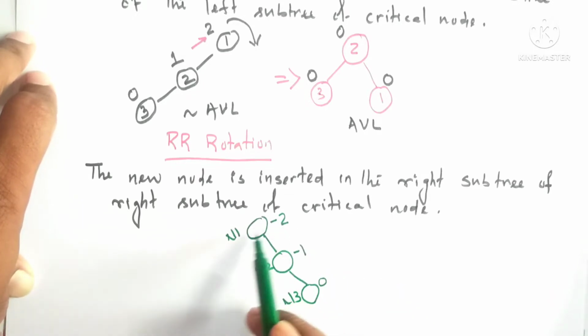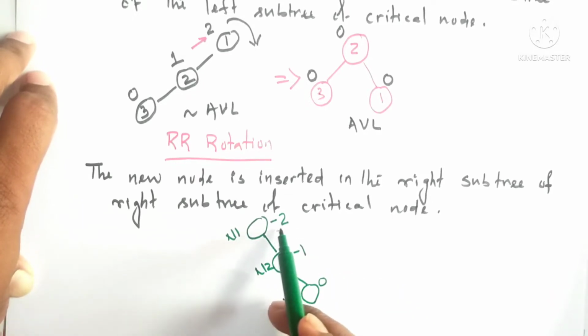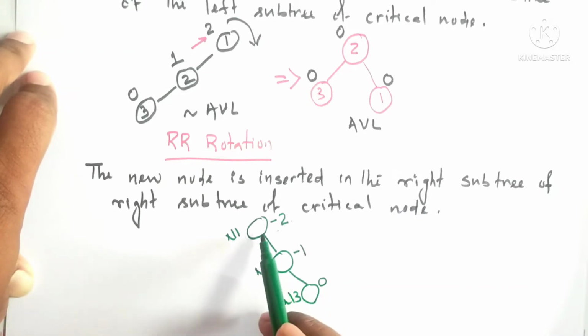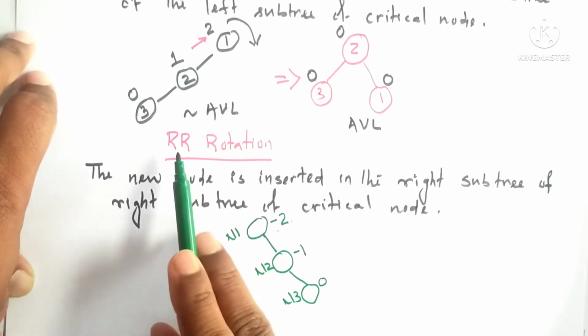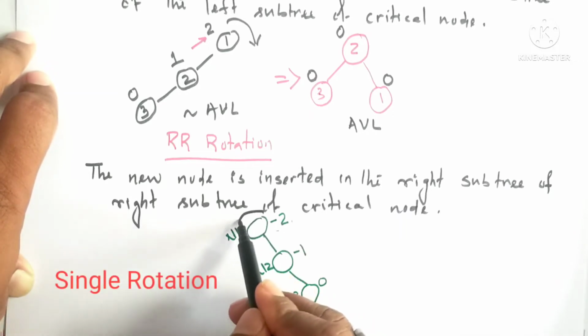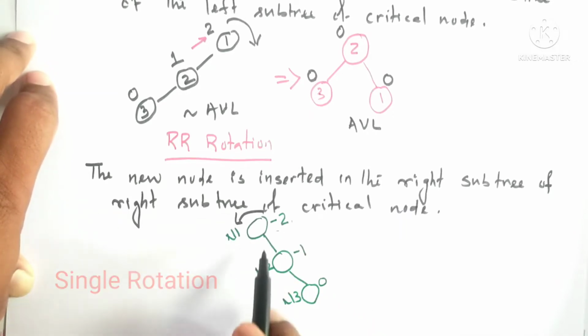As the balance factor of N1 is lying out of the range, that's why N1 is called the critical node. The new node N3 is inserted at the right subtree of the critical node, so that's why it is called RR rotation is needed. In the RR rotation, we are going to rotate the nodes in the anticlockwise direction at the critical node.